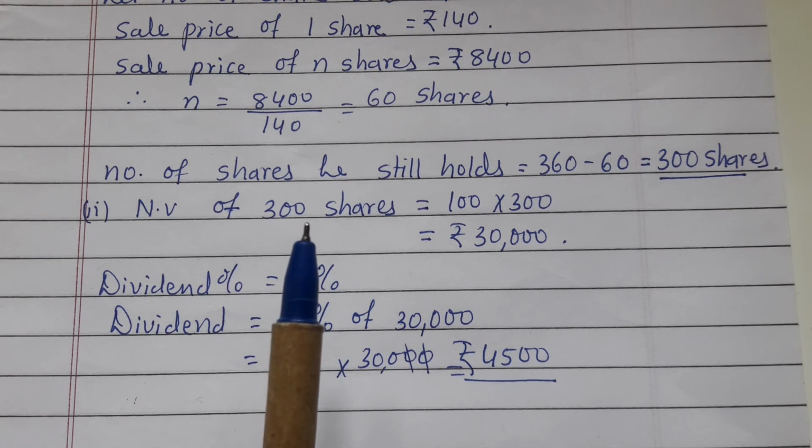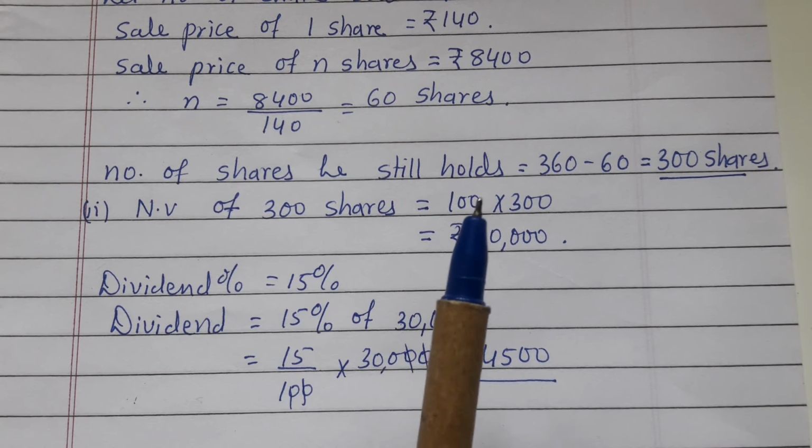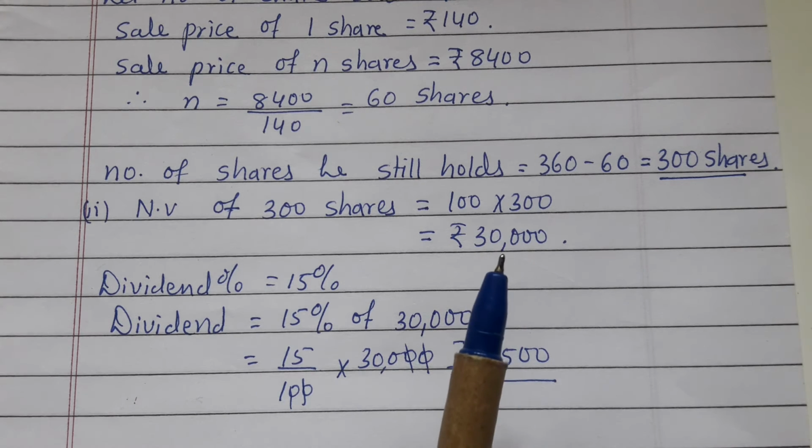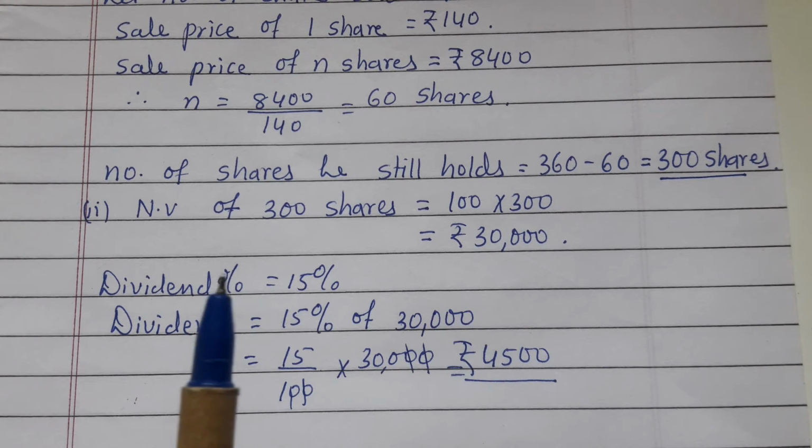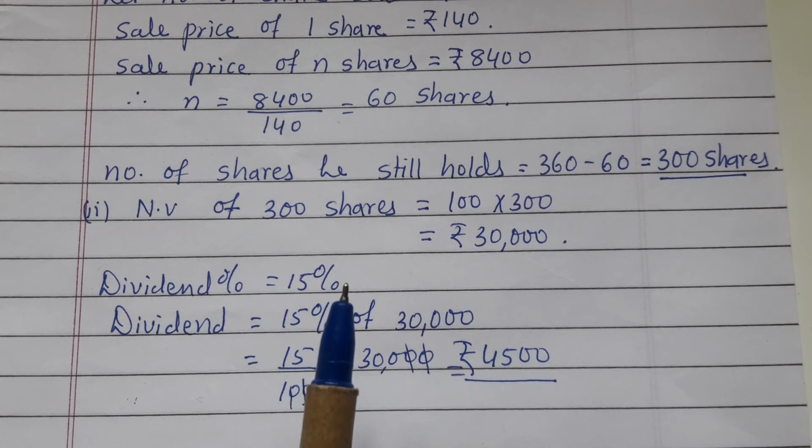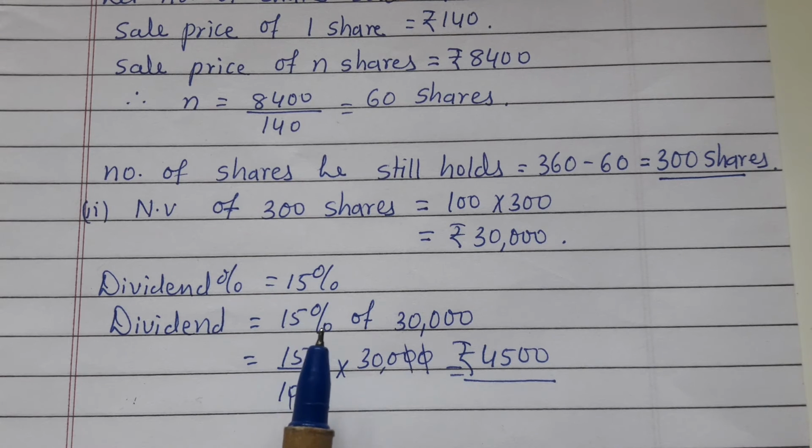NV of 300 shares is equal to 100 into 300, rupees 30,000. Dividend percent 15%. Dividend is equal to 15% of 30,000, that is equal to 15 upon 100 into 30,000, equal to rupees 4,500.